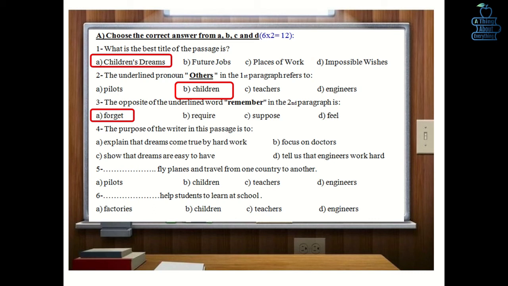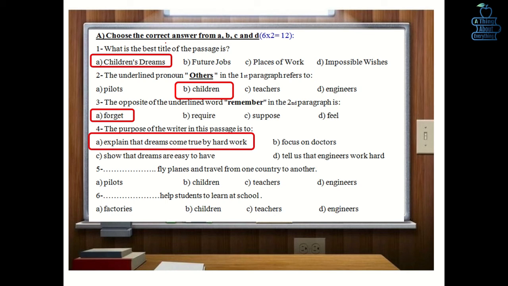The purpose of the writer in the passage is to explain that dreams come true by hard work, or to show that dreams are easy to have. Focus on doctors, tell us that engineers work hard. The purpose should be compatible with the title, Children's Dreams, and it should be the same idea. So choice A is the best answer. Explain that dreams come true by hard work.